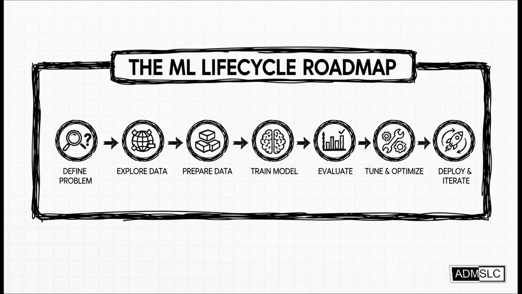Alright, so here they are. These 7 steps are the core life cycle for basically every successful machine learning project out there. We're going to walk through each one, taking you all the way from that first spark of an idea to a real working solution. Think of this as our roadmap.